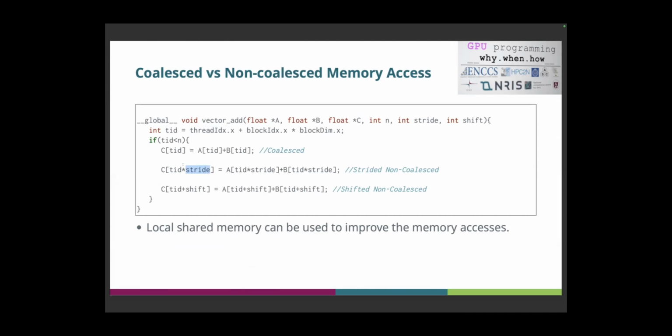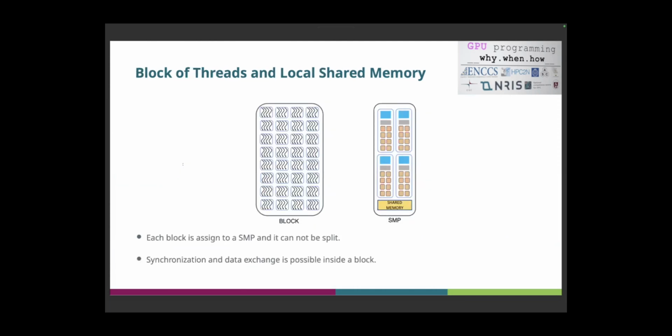If the access is not clear, if you don't know if it's coalesced or not, then there are also some tools that can help us determine how efficient our memory pattern is. And there is a way to fix this by hand, by using this small on-chip memory, which is called shared memory in CUDA and local shared memory in HIP.